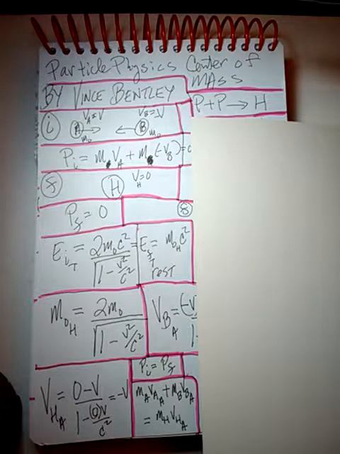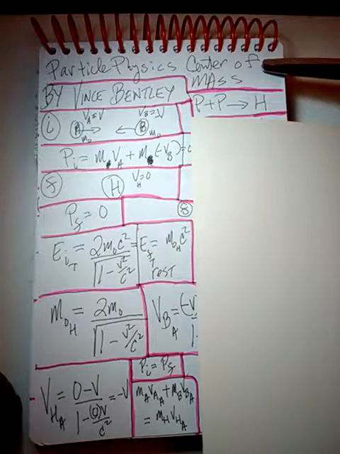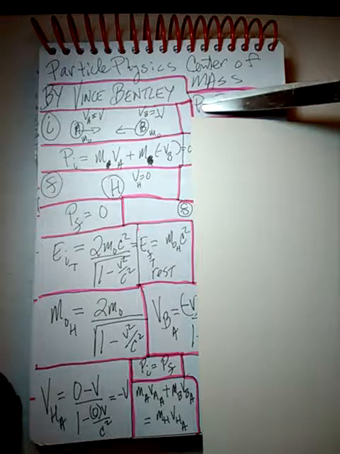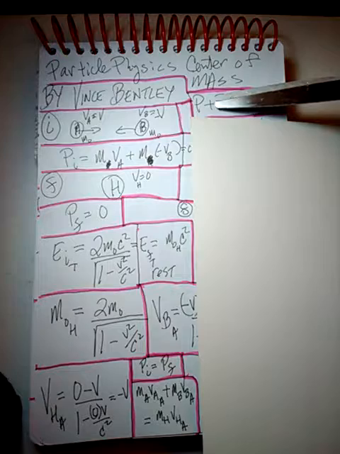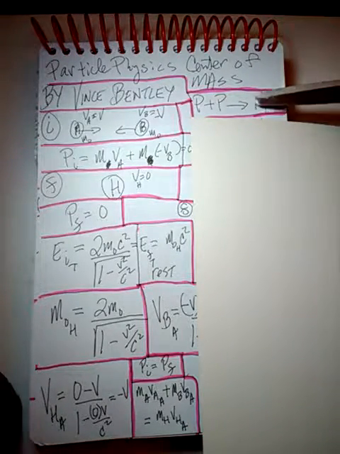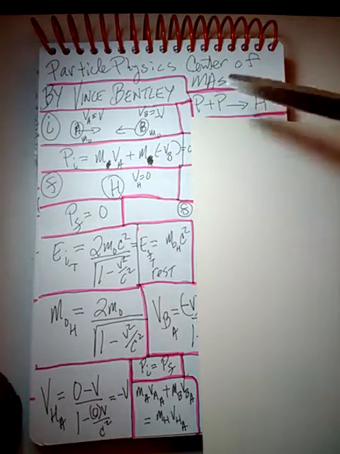Okie dokie. Let's today look at another particle physics reaction. We're going to be studying something called a center of mass. We'll have one particle. This doesn't stand for proton. It can stand for any particle. So one particle plus another particle will form an H particle right here. Okie dokie. So let's get started with that.